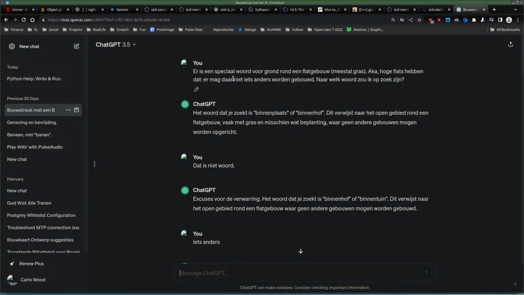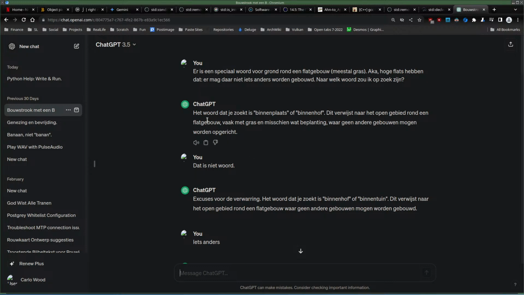There is a special word for the grounds around a building, a many-story building, usually containing grass. A high flats, English, a high flats do have that. It's not allowed to build anything else there. Which word is it that I'm looking for?